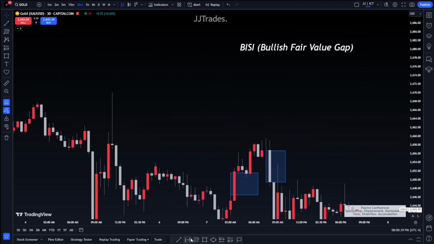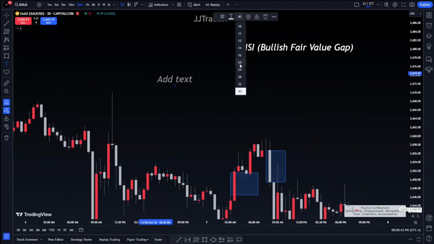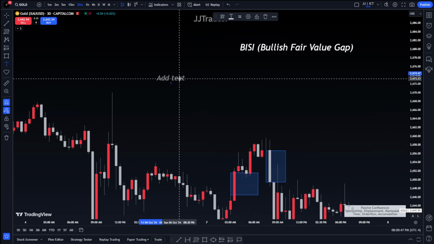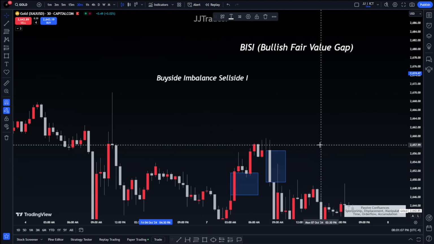So if I write that out again, let me grab the text thing again. Just give me a little minute. Set it to 24 or 32, just make it a little bigger. Buy side imbalance, sell side, wait, am I spelling that right? Inefficiency. Yeah, inefficiency. Whatever the word is, I forgot how to spell it.